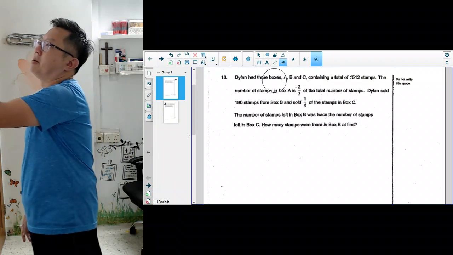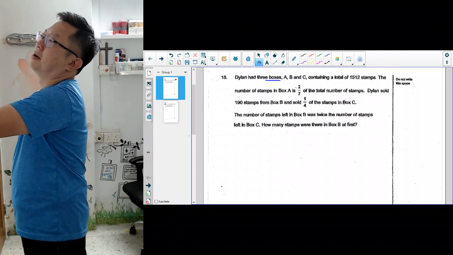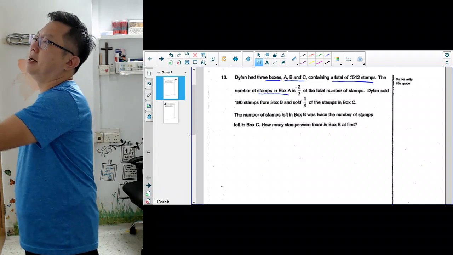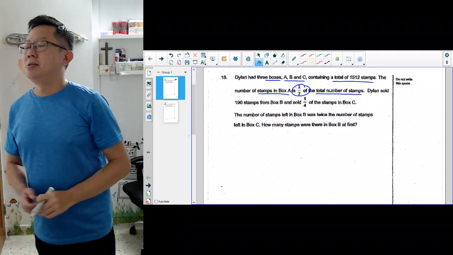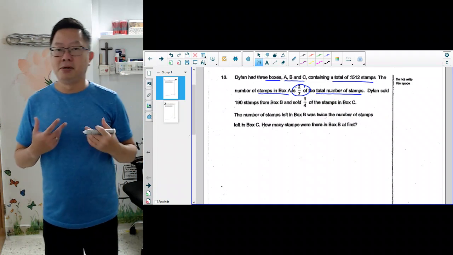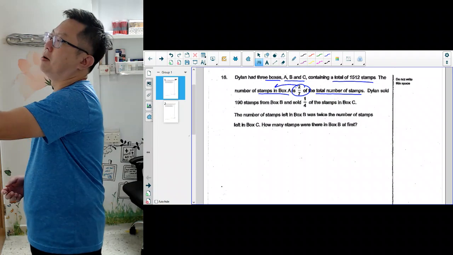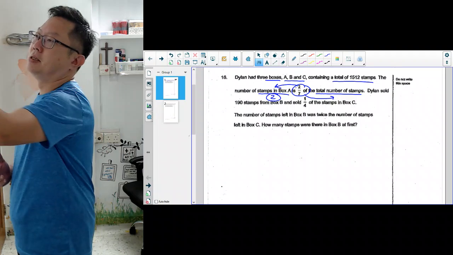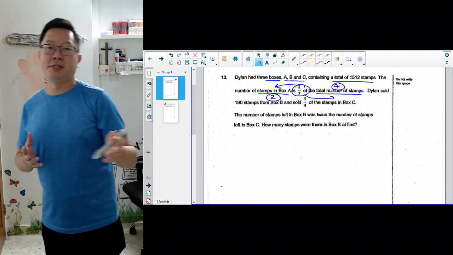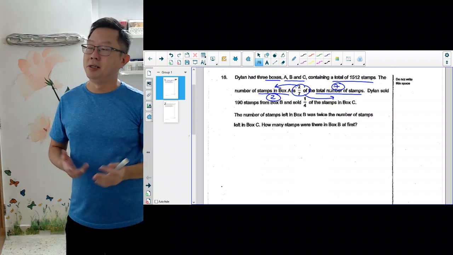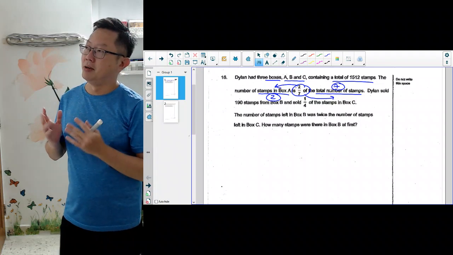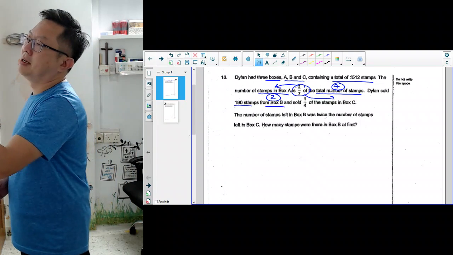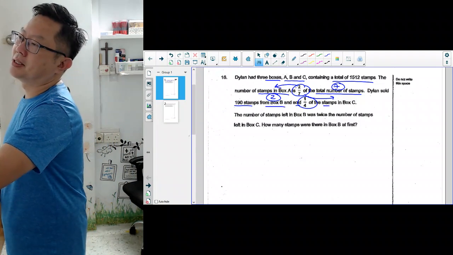So Dylan had 3 boxes, A, B, and C, containing a total of 1512 stamps. The stamps in box A is 2/7 of the total stamps. So to draw the model, you will need to be able to interpret the fraction. The numerator points to the first group, and the denominator points to the second group, which is a total of 7 boxes. So there are 7 units of stamps altogether. When you draw the model, you will have to follow the fraction to draw out the sentence. Dylan sold 190 stamps from box B, and he sold 1/4 of the stamps in box C.